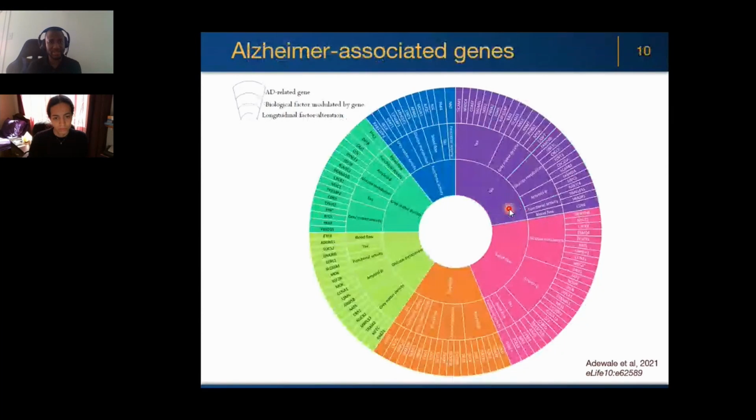We also obtained the same thing for Alzheimer's disease, and most of the genes that you find there have been reported to be associated with Alzheimer's disease before.